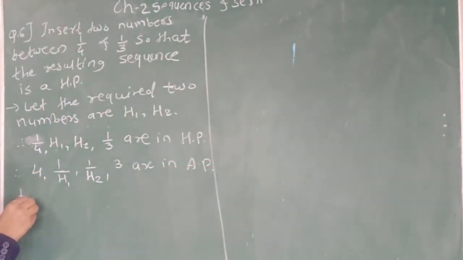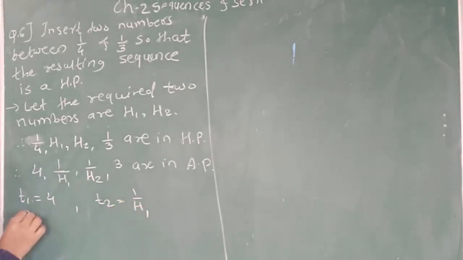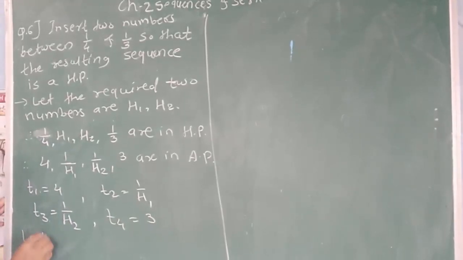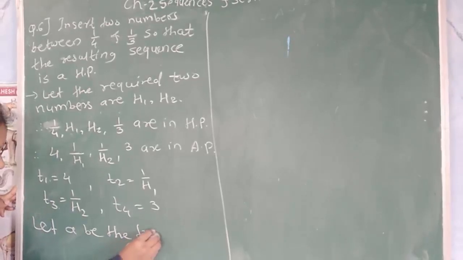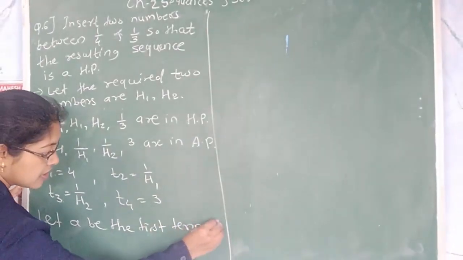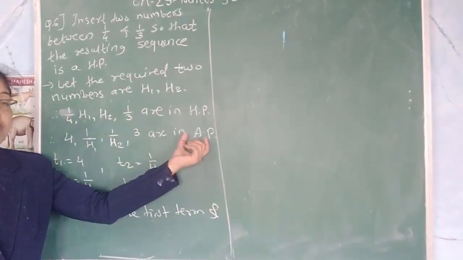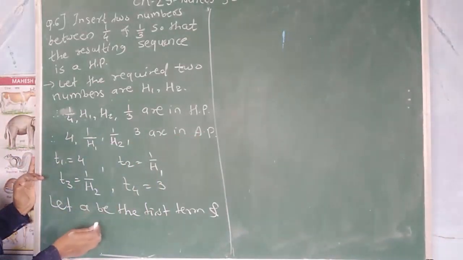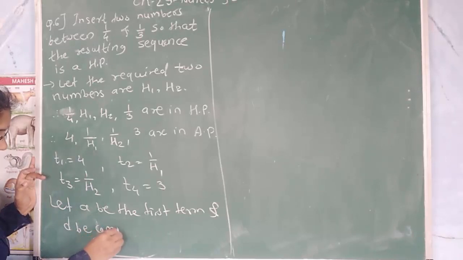So here the first term T1 is 4, the second term T2 is 1/H1, the third term T3 is 1 upon H2, and the fourth term T4 is 3. So let A be the first term, and these terms are in AP, so first term and common difference. Now we will take the AP. In an AP, what is common? Difference. So let D be the common difference.